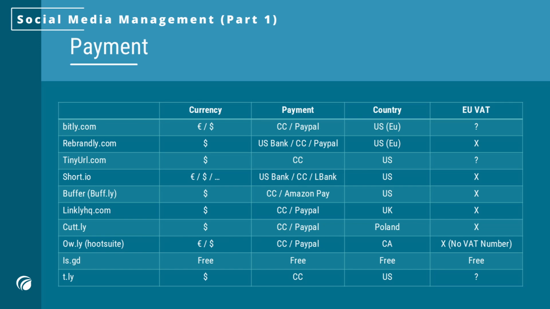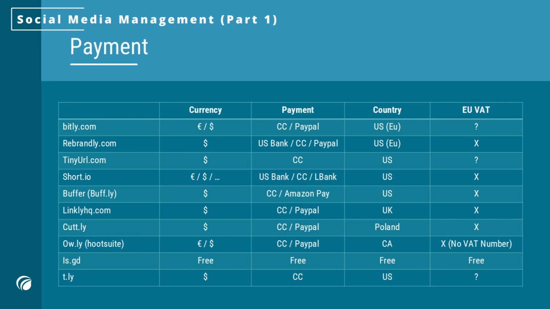TinyURL, they invoice in US dollars. You can pay per credit card. They are US based. No European VAT seems to be added. Short.io, they invoice in US dollars, euro or a number of other currencies. You can pay with US bank or a credit card or a local bank. They are US based. EU VAT is added but can be exempt as a company.